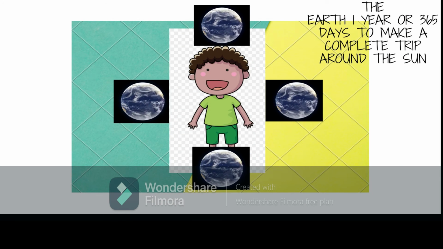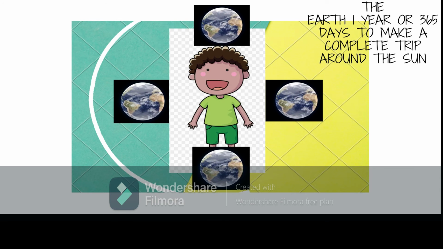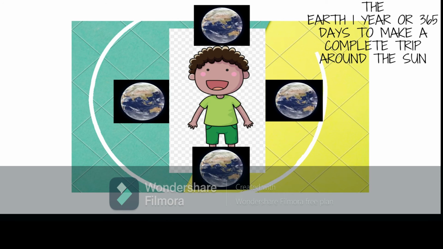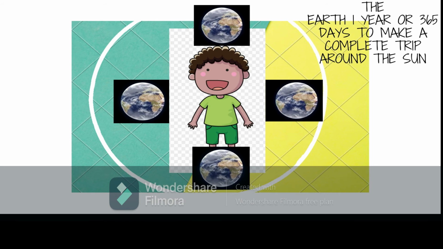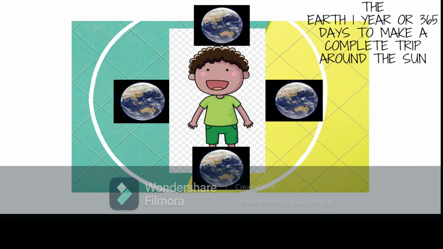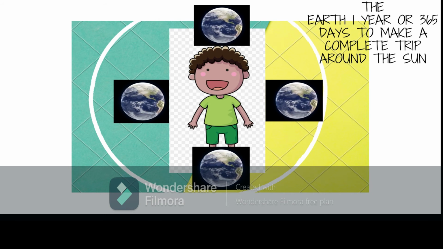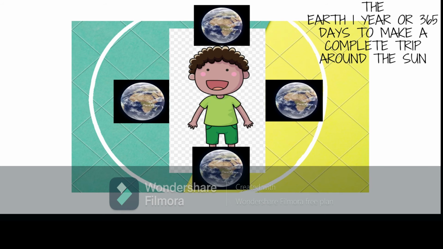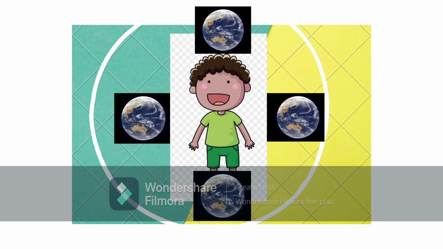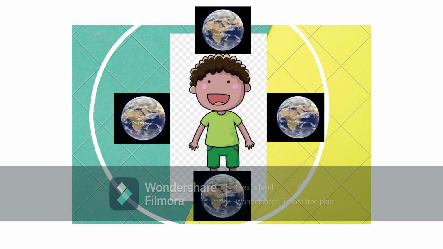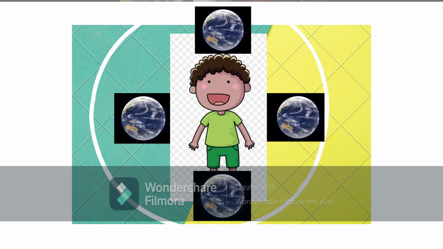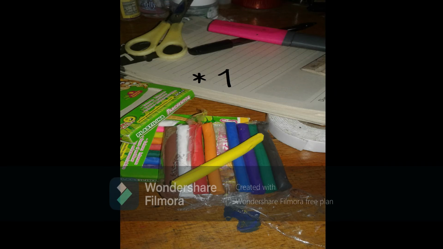Guys, we are going to do a simple example. I'm going to choose one of you to model how the Earth revolves around the Sun as it rotates on its axis, and that it takes the Earth 1 year or 365 days to make a complete trip around the Sun. So, in this period of time, in each birthday, the Earth has made one more complete trip around the Sun. You got it?